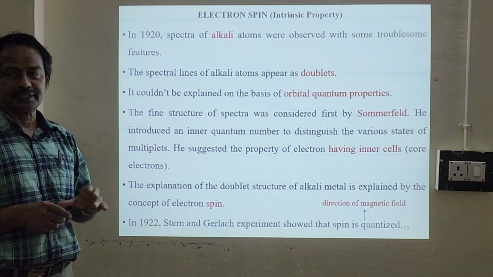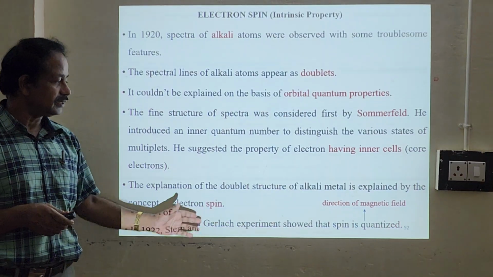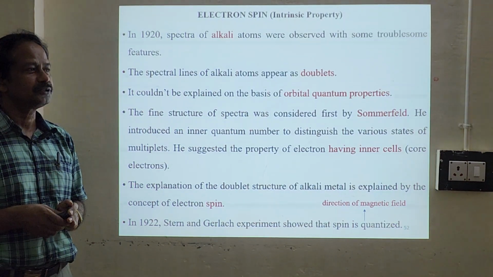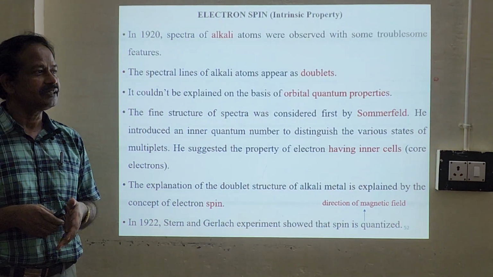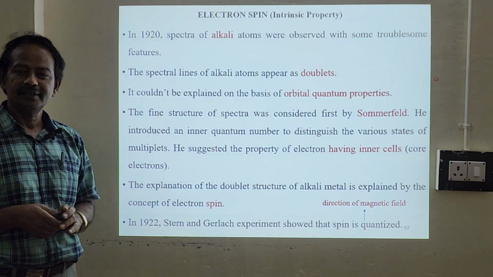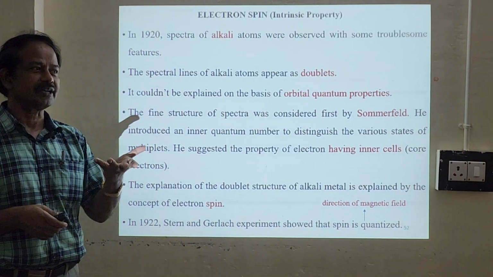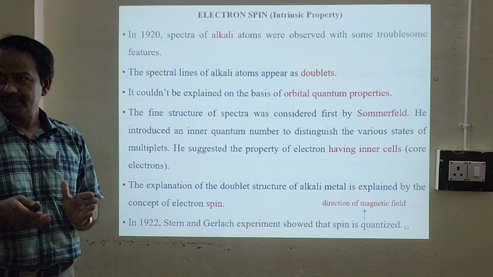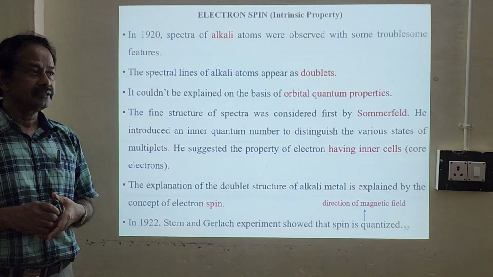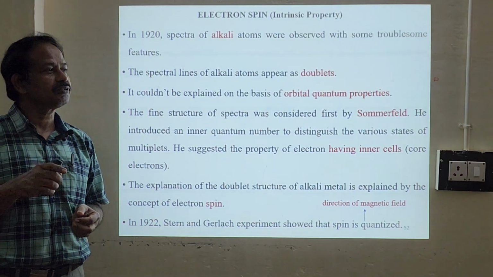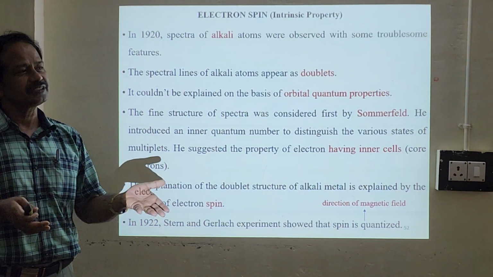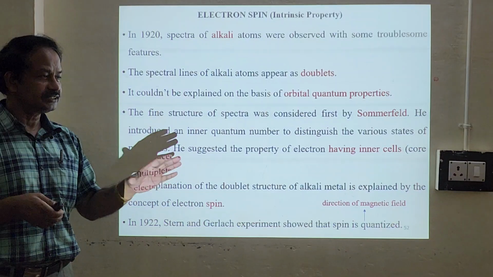Two years later, in 1922, Stern and Gerlach showed that spin is quantized. Spin has, as we just said, plus half and minus half, only two values. Two values means it must be quantized, a discrete one, either plus 1 by 2 or minus 1 by 2. Actually speaking, we should say h bar by 2 and minus h bar by 2, but generally we say plus half and minus half. We are going to see this in detail.